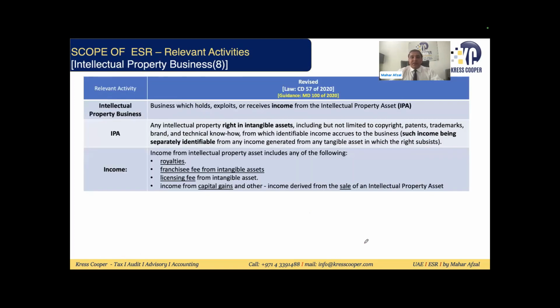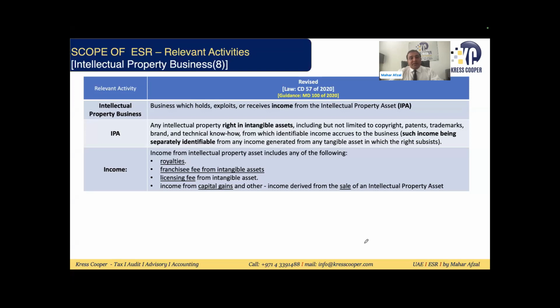Intellectual property business, the eighth one. Intellectual property business means if the licensee is getting relevant income from an intellectual property asset, then it will be assumed that the licensee is in the intellectual property business. Now, it depends what type of asset it is. There are two types: one is the high risk intellectual property business, and the second one is the normal intellectual property business. There are different requirements under the ESR law for each business.